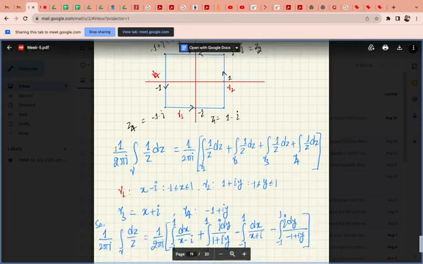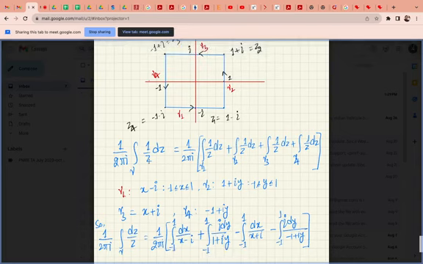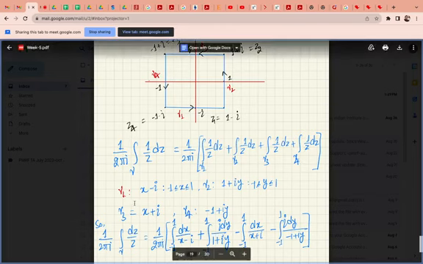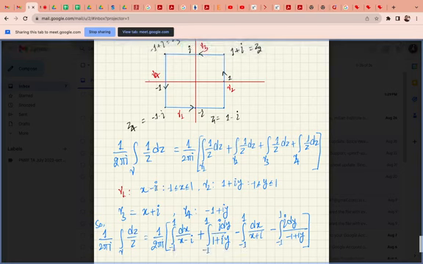So 1 upon 2 pi i integral of 1 by z over the curve gamma is nothing but 1 upon 2 pi i integral of 1 by z over curve gamma 1, plus the integral of 1 by z over the curve gamma 2, the same over the curve gamma 3, and plus over the curve gamma 4. Now we have to parameterize it. What is your curve gamma 1? So this is gamma 1 from minus 1 minus i to 1 minus i. So this is nothing but x minus i, where x is in minus 1 to 1.